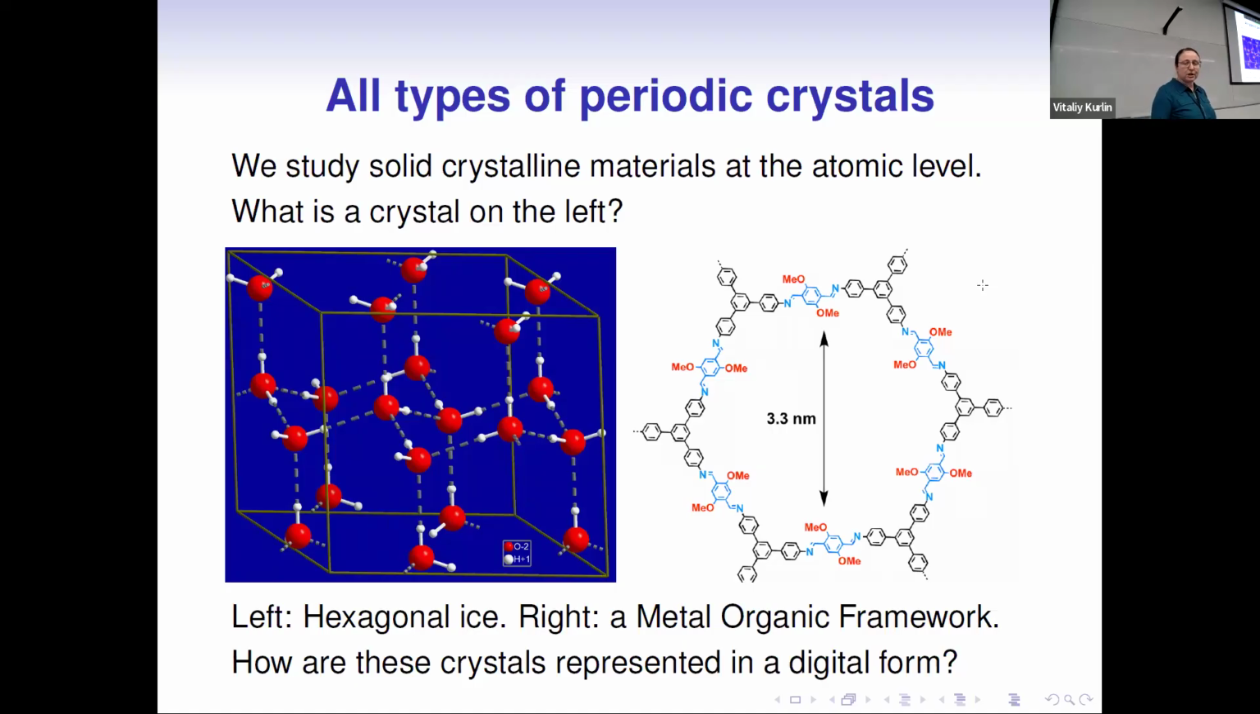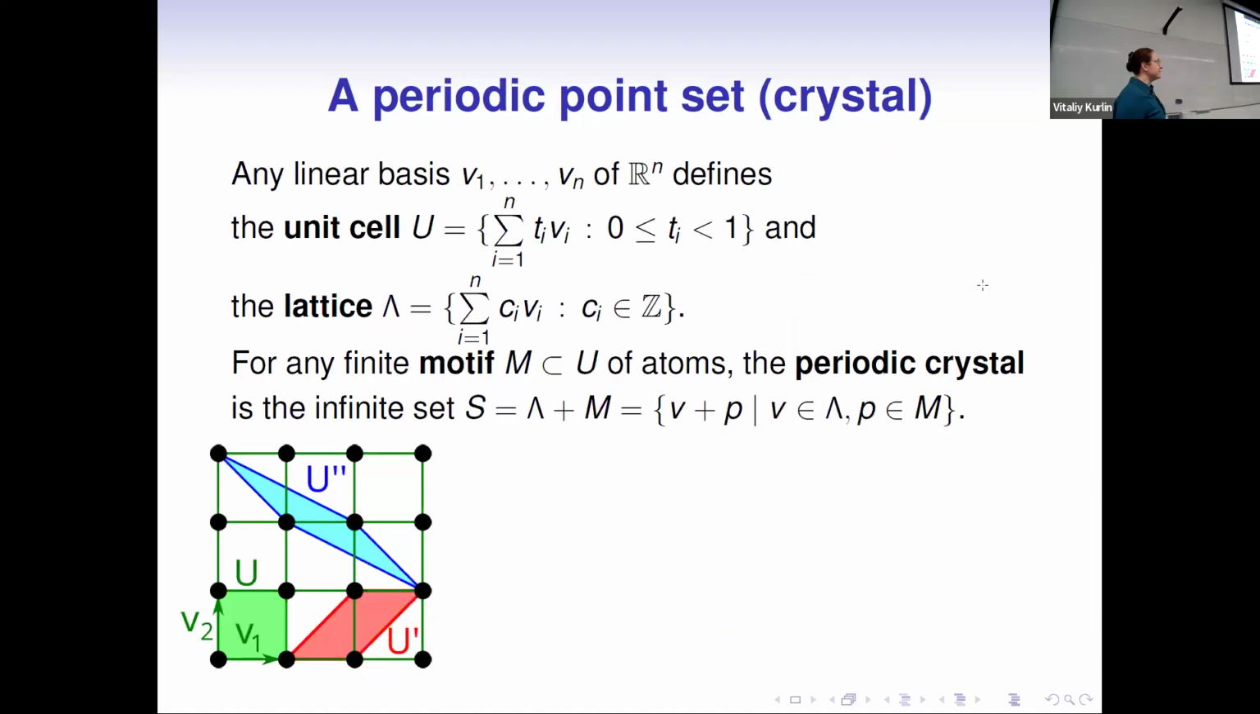So from images now to crystals. We've introduced the definition of a crystal, or more precisely a periodic crystal, as a periodic point set. Firstly, we need some sort of origin to start our representation from. In mathematical terms, it's called a basis, more precisely a linear basis. And then any linear basis will define a unit cell.